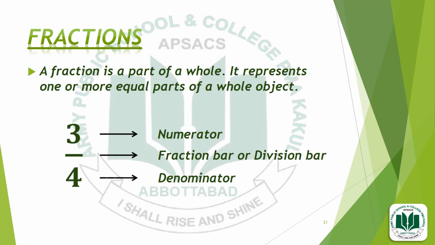Look at the fraction 3/4. The number above the line is the numerator. It indicates the number of equal parts considered. The line is called the fraction bar or division bar, and the number below the fraction bar is called the denominator. It indicates the total number of equal parts the whole is divided into.